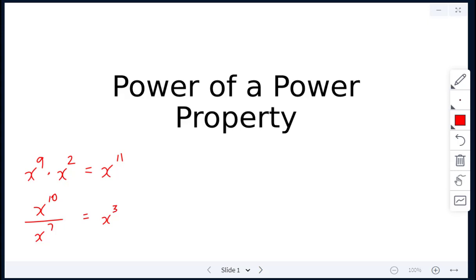All right, we are looking at the power of a power property. Just for a quick review, we reviewed our product law. This one here is our product law. If we have the same base and we're multiplying them together, we can add our exponents. So here, x to the power of 11.